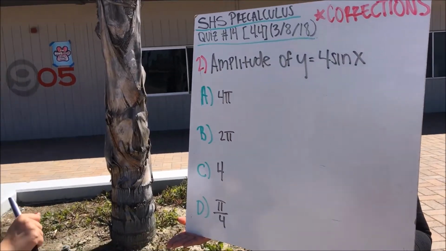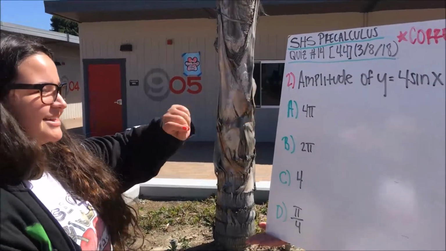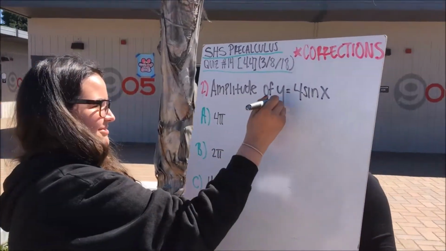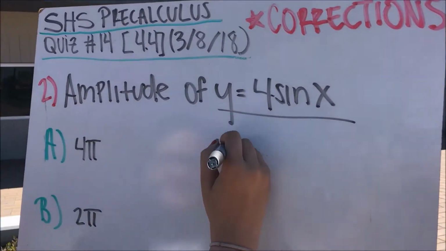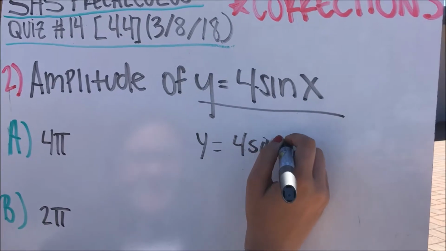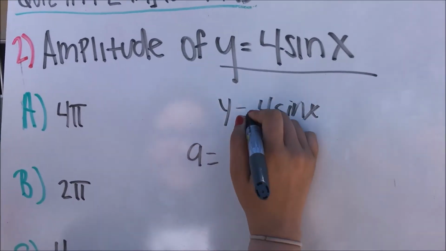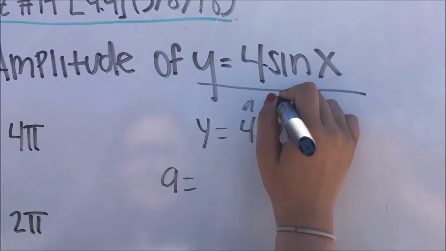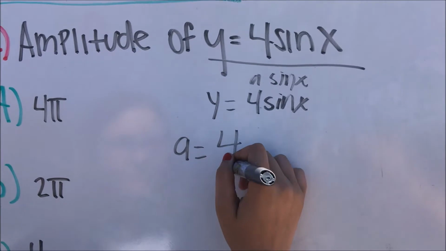This is the SHS Precalculus quiz number 14 corrections. We're doing number 2. So the original equation is this. So y equals 4 sine x. To find the amplitude of it, you have to find the a value. The a value, so this is like the base formula. So you find the a value is going to be 4.